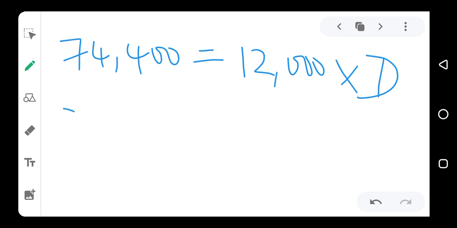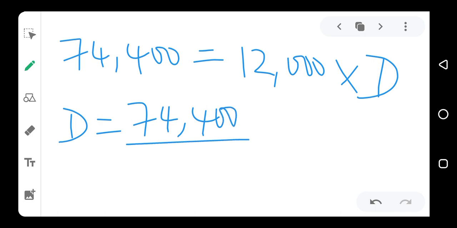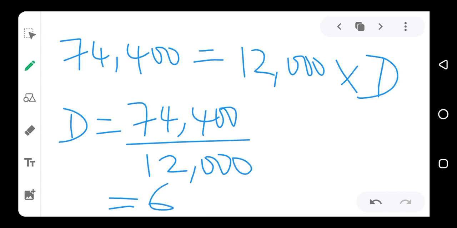Now that means that D is equal to 74,400 divided by 12,000. And that is going to give us 6. This 6 is in months because the man is saving per month, so we have 6 months. So it will take the man 6 months to save the amount of money that he needs to pay his children's school fees in a year. So the answer is 6 months.